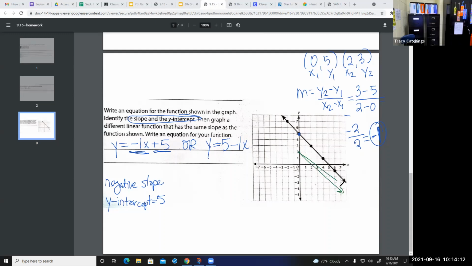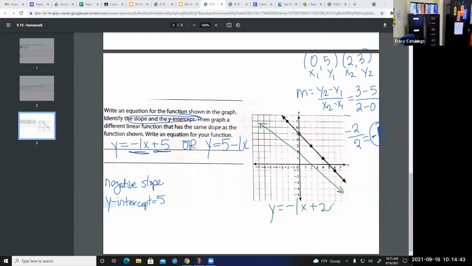Some of them were just ugly and crooked. Some of them didn't even try to show me a line. But most tried to give me that line right there. They tried to get it as close to that line as possible. And then they tried to tell me that their equation is y equals negative 1x plus 2, because then it crossed at the 2.